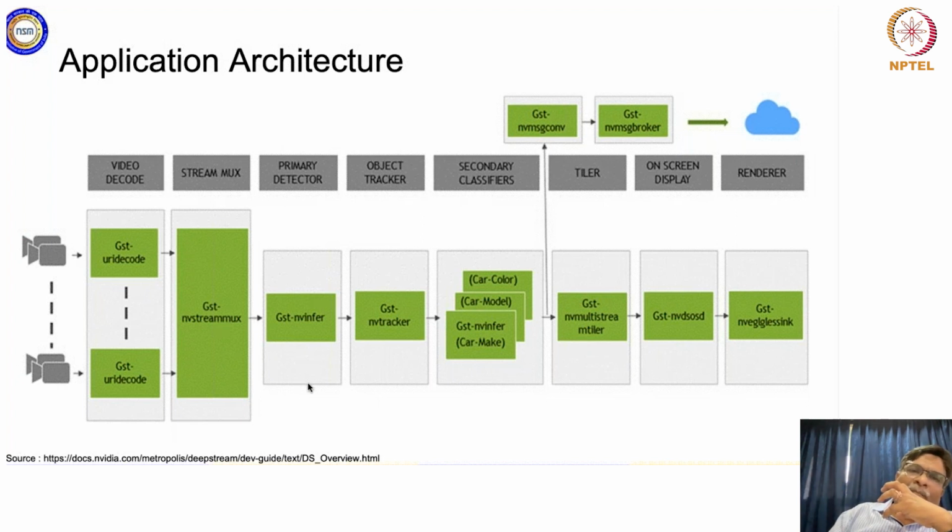And then there is a primary detector, which is basically a plugin, an inferencing module, which involves something like TensorRT, and then this is a tracker, and then there are secondary classifiers, like for example the make of the car or the model of the car or color of the car, and then there's a tiler which gives you how to get the output displayed, and then this is something like on-screen display, then this is something which is called a renderer, right?